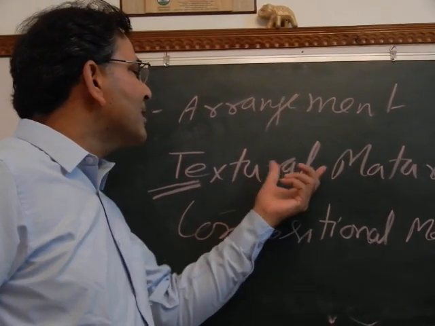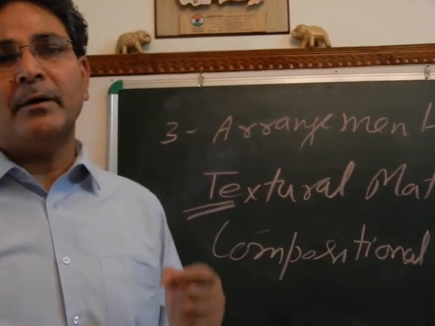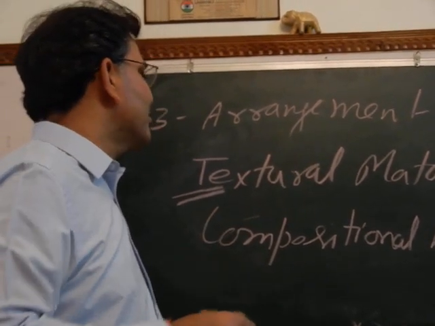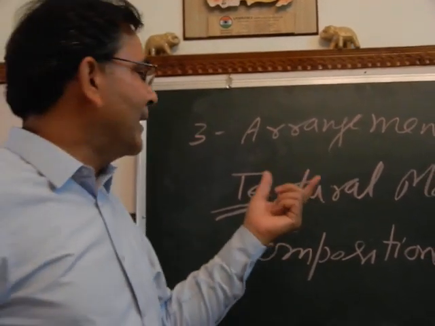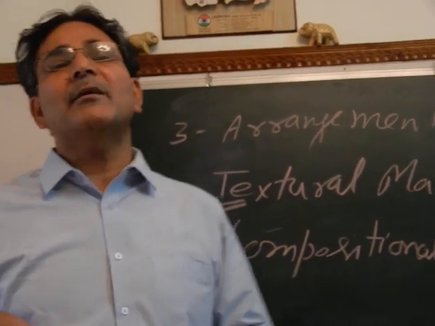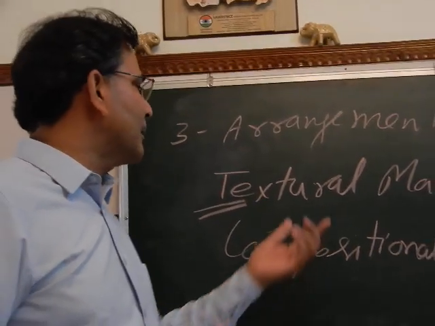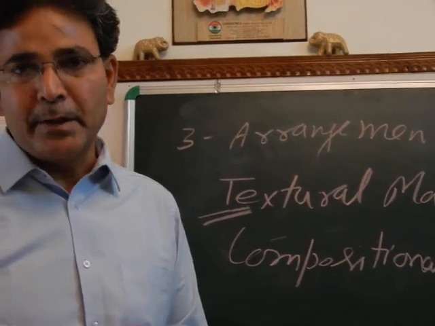The rock is said to be texturally mature if the percentage of the finer size sediments, or the matrix, or the clay in the rock is almost negligible. And if the percentage of the fine grained sediments, or the matrix, or the clay is high, then the rock is said to be texturally immature.